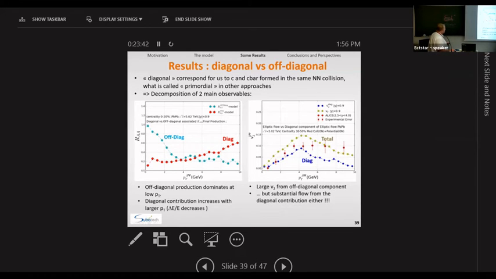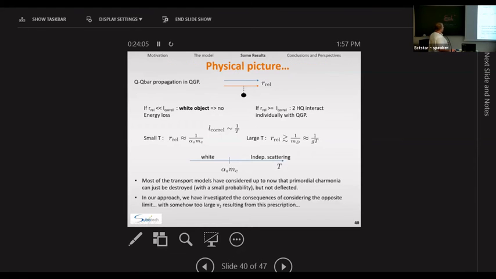And if you look now at the decomposition of the V2, what we observe, and is really different with respect to the other transport approach, is a rather significant contribution from the diagonal component here. And this is what helps to get a significant V2 at intermediate pT. Now, finally, before concluding, what is the physical picture behind this?